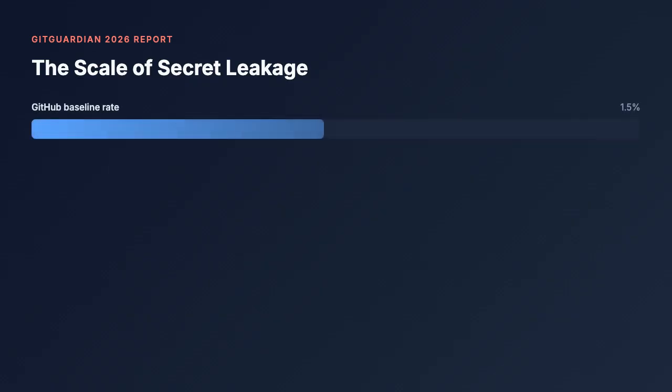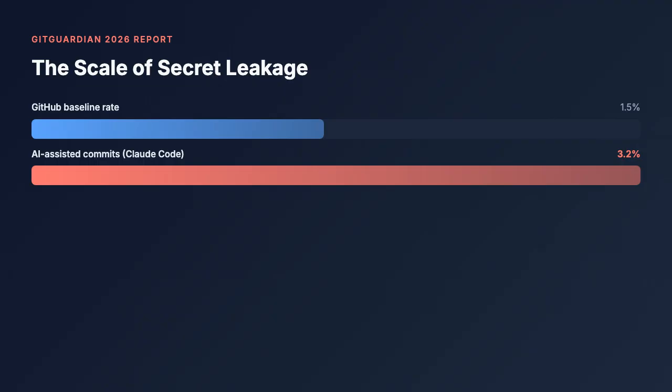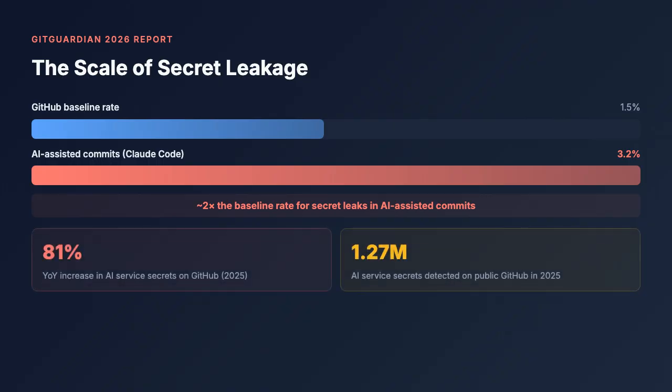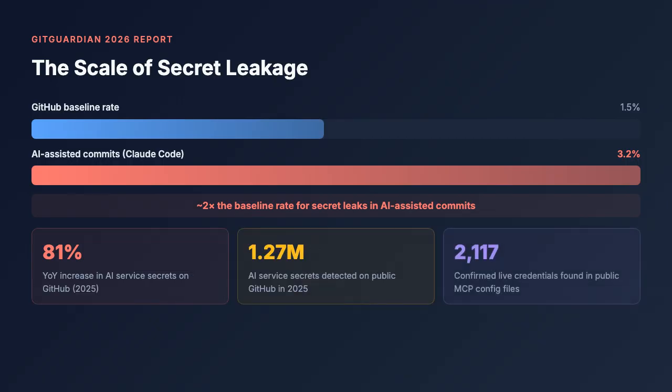According to GitGuardian's State of Secrets Sprawl 2026 report, AI-assisted commits leak credentials at roughly twice the GitHub-wide baseline rate. Claude Code specifically showed a 3.2% secret leak rate versus a 1.5% baseline across all public commits. In 2025, AI service secrets detected on public GitHub reached 1.27 million, an 81% year-over-year increase, driven largely by AI coding tools embedding API keys into committed code. GitGuardian also found over 24,000 unique secrets in publicly accessible MCP configuration files, of which over 2,100 were confirmed live credentials.